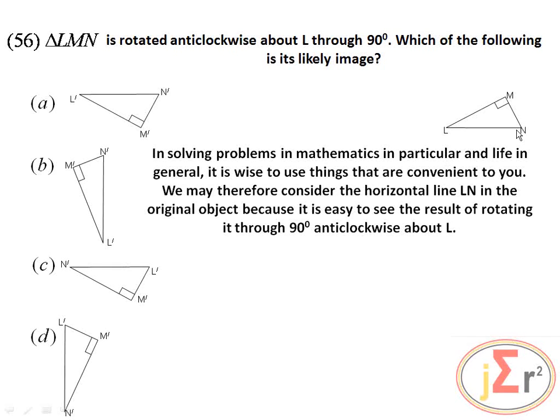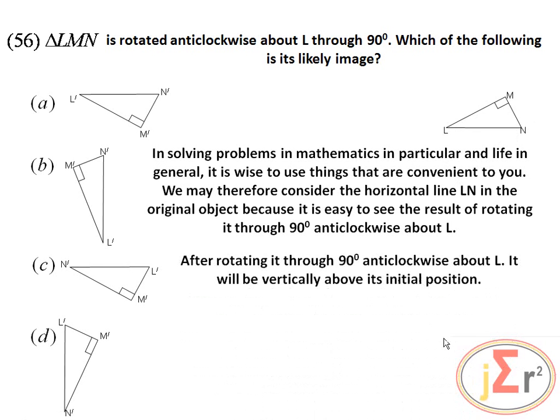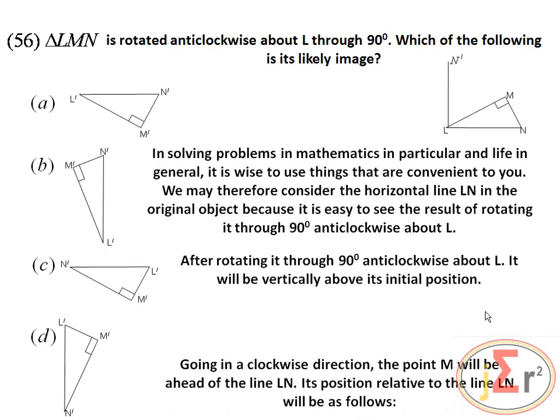So if we use this horizontal line, rotate it anticlockwise about L, it is going to be vertical. It's as easy as that. After rotating it through 90 degrees anticlockwise about L, it will be vertically above its initial position. So it will be like that. Do we have any vertical? Yes, we have 2 of them. This one is vertical, this one is vertical. Which one is the correct answer?